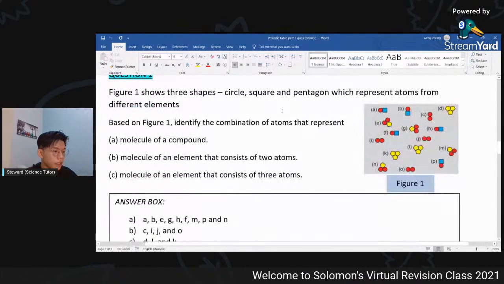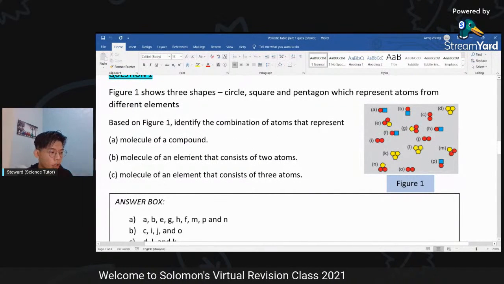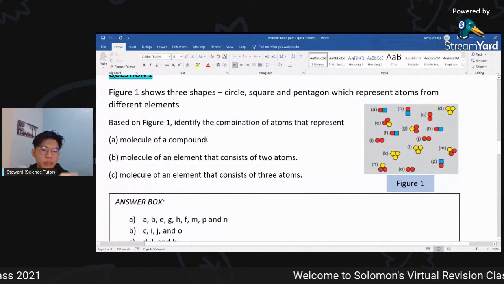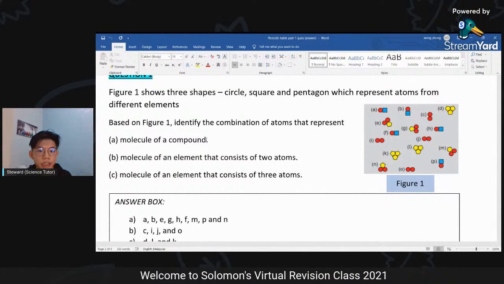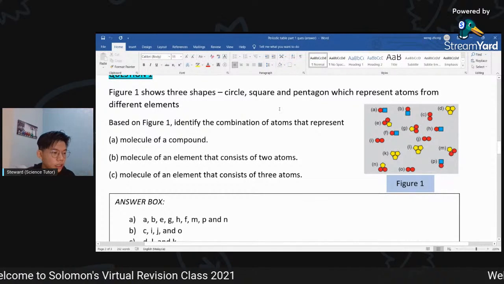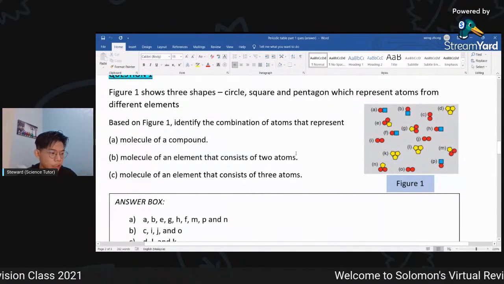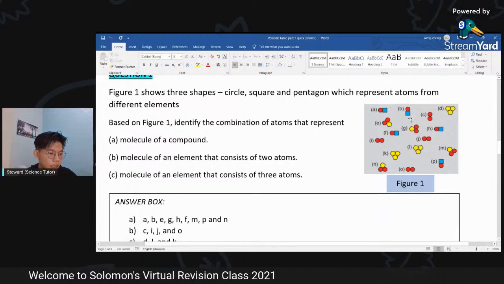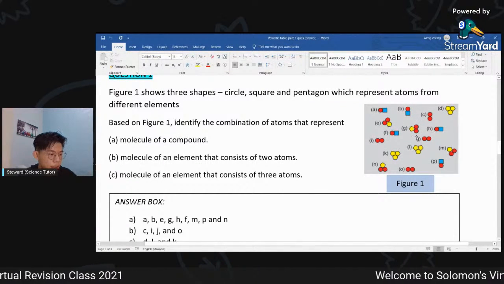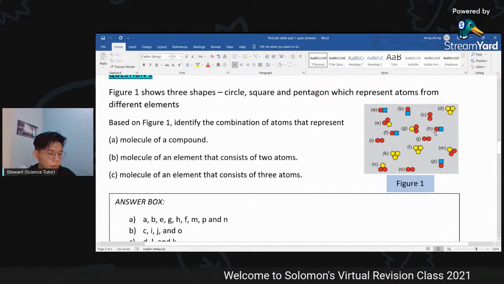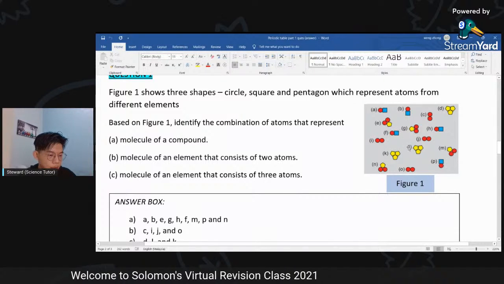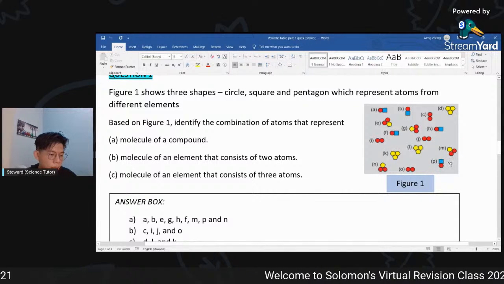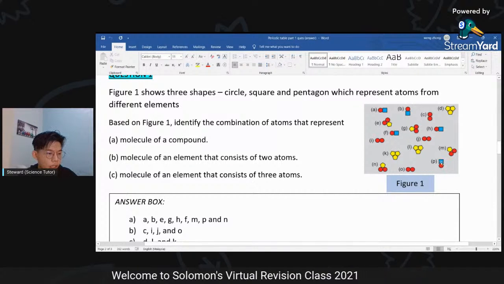So identify the combination of atom that represent a molecule of a compound. Compound tu tadi kita dah sembang kan. Maksud dia combine the mixture of 2 or more elements combined chemically. Chemically maksud dia kita nak 2 elemen yang tak beza lah, dia combine together kan, barulah jadi compound. So kita ada apa? 2 or more kan. So kita ada A, kita ada B, kita ada E, kita ada G, kita ada H, 2 ni beza. Lepas tu kita ada F lagi, lepas tu kita ada M, lepas tu P dan juga N. Semua ni dia combine benda yang tak sama, nampak tak? Ni pentagon dengan 2 circle, ni square dengan circle.